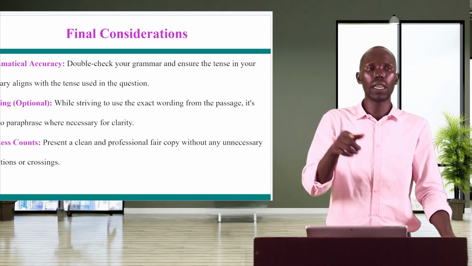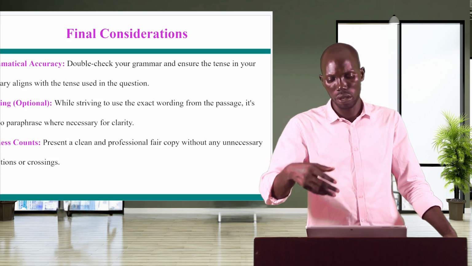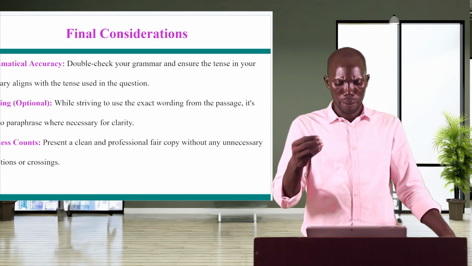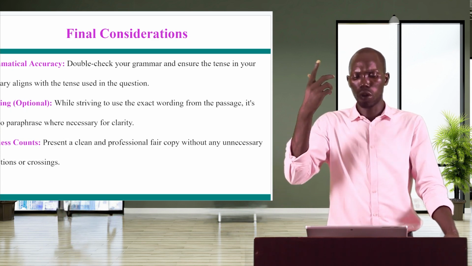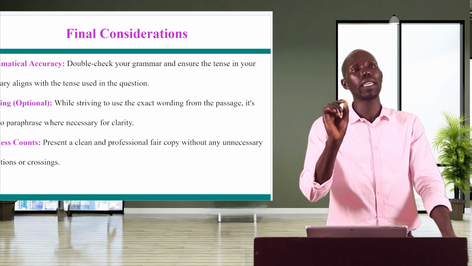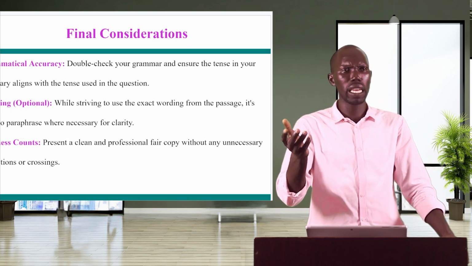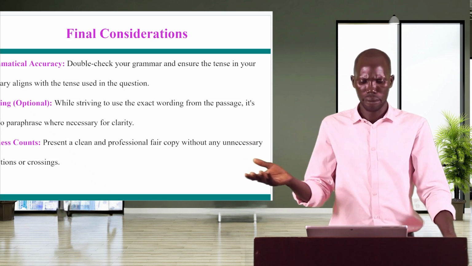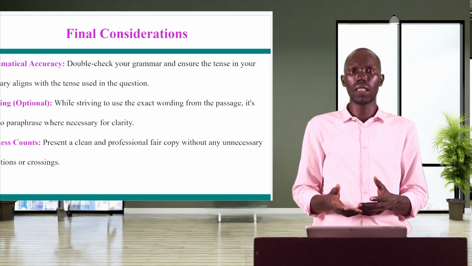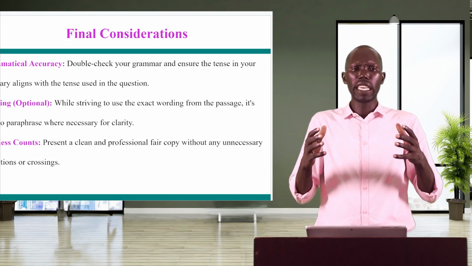If you're going to be crossing words here, underlining words here, that would mean you're disorganized, and disorganization is not expected in your presentation. So your fair copy should be clean. Present a clean and professionally fair copy without any unnecessary corrections or crossings. Once you're writing, your spelling should be well written. Every word that you write should be clean, the spelling should be clear, there should be no crossing of any word, and there should be no correction, because if you're going to do that, it is punishable. So it is here in the fair copy that you should be keen.